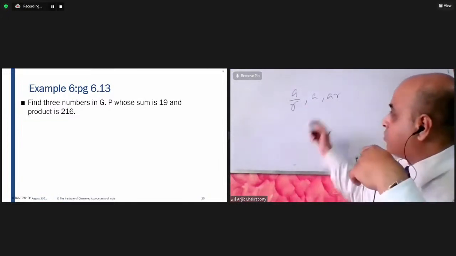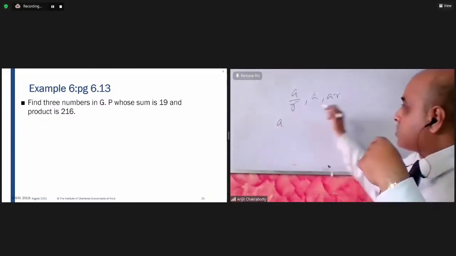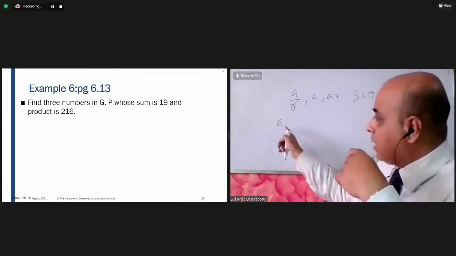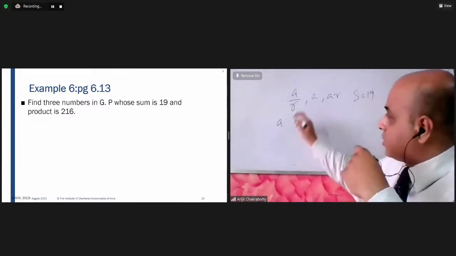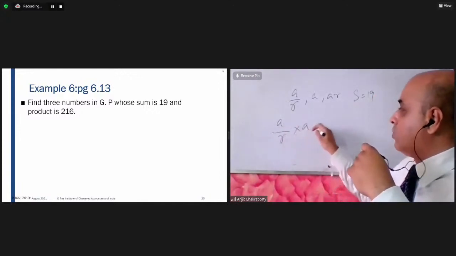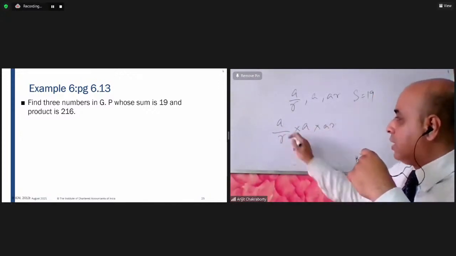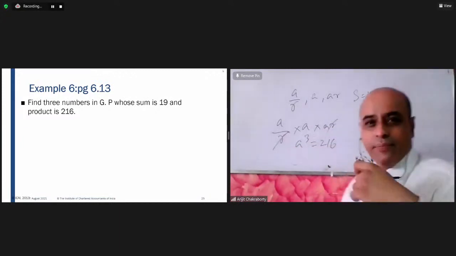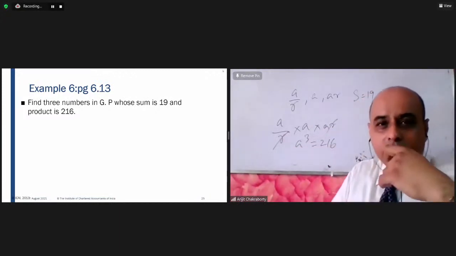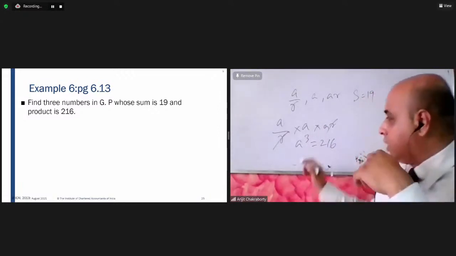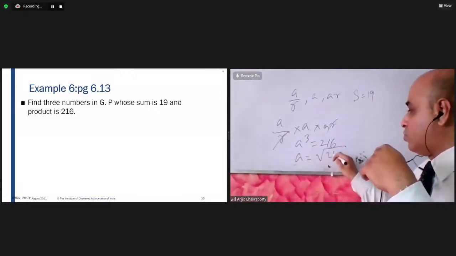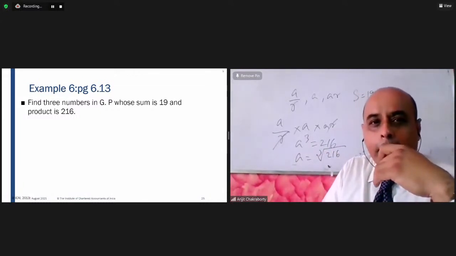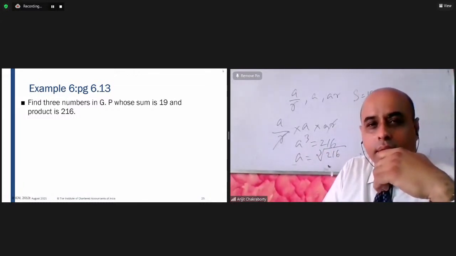So let us try to find the product. The sum is 19 and the product is 216. The product is A by R into A into AR. R and R cancel, so we get A cube equal to 216. If A cube is 216, then A is equal to the cube root of 216. I think this will come to 8, just check.